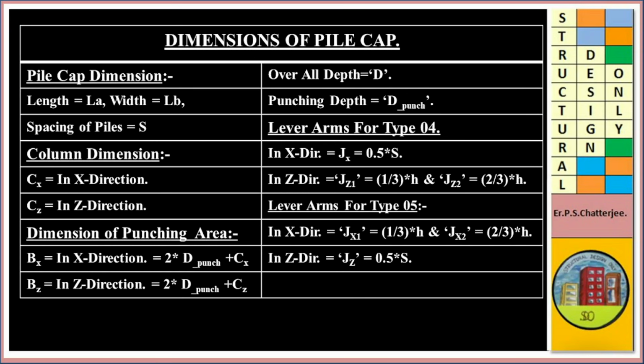Lever arm for type 4. In X direction, Jx is equal to 0.5 S. In Z direction, Jz1 is equal to 1/3 of h and Jz2 is equal to 2/3 of h. Lever arm for type 5. In X direction, Jx1 is equal to 1/3 h and Jx2 is equal to 2/3 h. In Z direction, Jz is equal to 0.5 S.